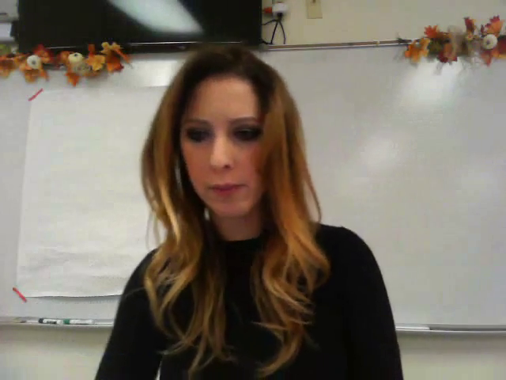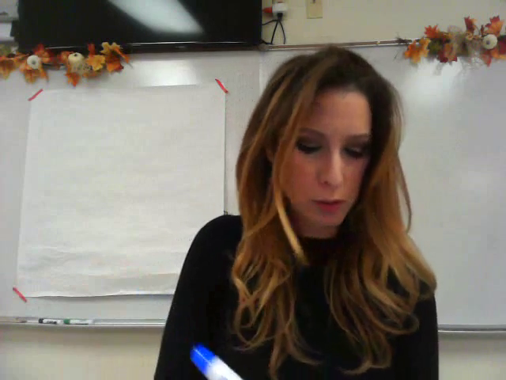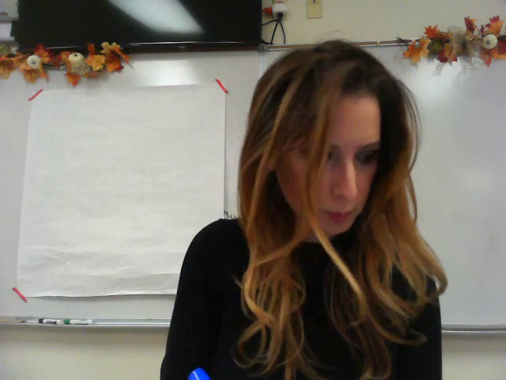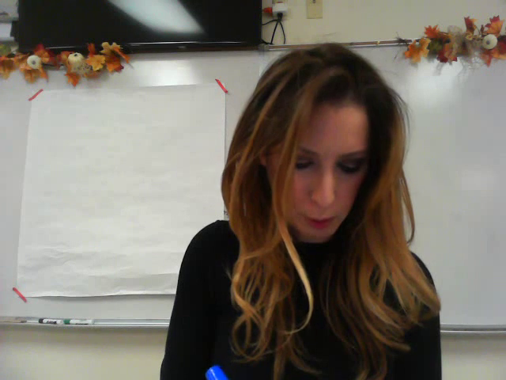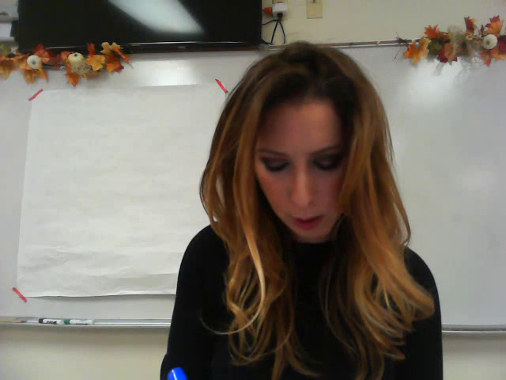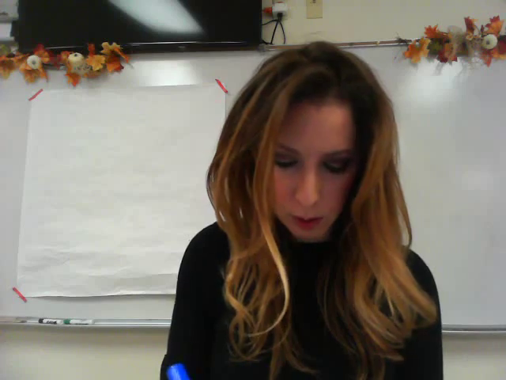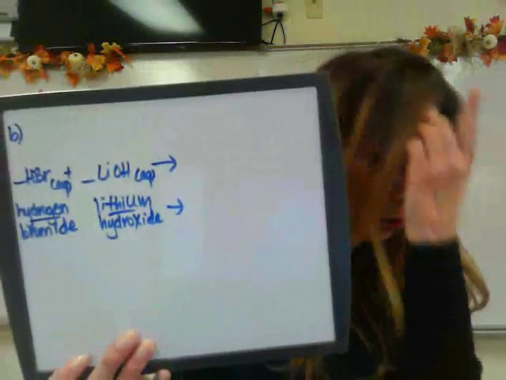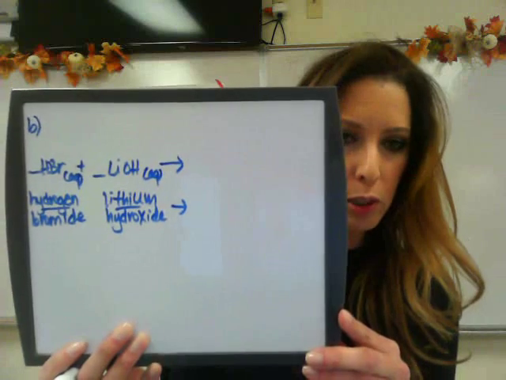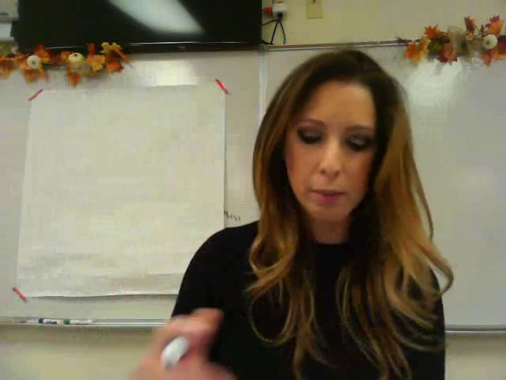All right, for the next one, you've got HBr combining with LiOH, and the hydrogen and the lithium are what are going to switch places. I'm going to write this out in words: hydrogen bromide rather than hydrobromic acid, and lithium hydroxide. Okay, so the lithium and the hydrogen are what are going to switch because those are the cations in each compound. When they switch, I'm going to get hydrogen hydroxide and lithium bromide.